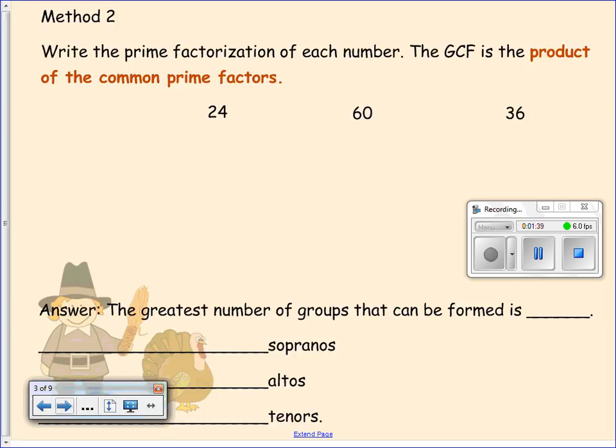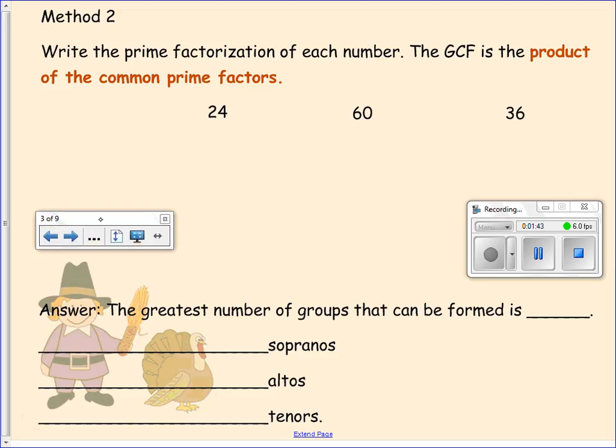Method 2 says to write the prime factorization of each number. And then to find the greatest common factor, it is the product of the common prime numbers, what they have in common. So I'm going to pause the video again. You're going to determine what the prime factorization is for 24, 60, and 36.